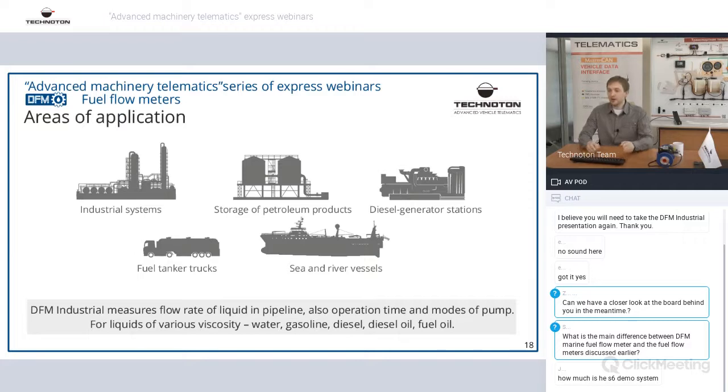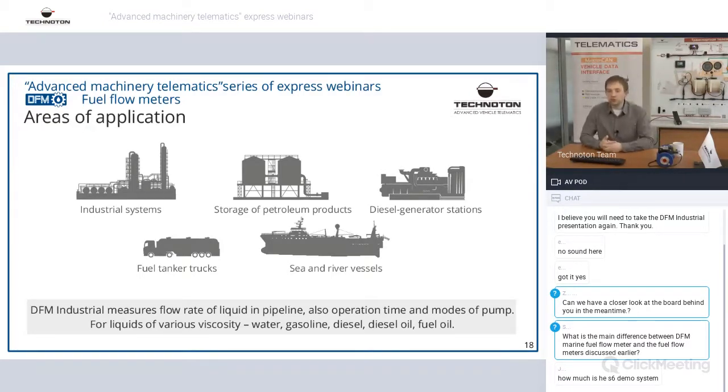That's usually a massive industrial system: storage tanks of huge capacity, huge diesel generators, more than 4,000 HP, fuel tanker trucks, dispensing systems of the fuel tanker trucks. So we can put DFM Industrial and measure fuel volume dispensed from the tanker.